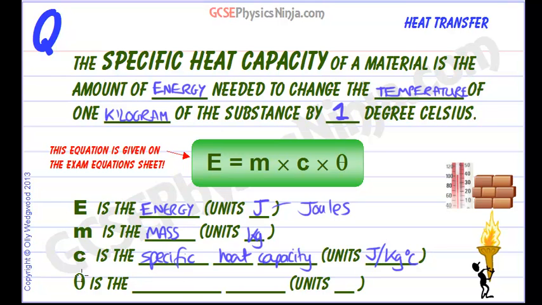And now this is a funny old symbol here. This is theta. It's a Greek symbol, and it's the temperature change. So you may have to work out in a question what the temperature change is by looking at the initial and the final temperature. And we use units of degrees Celsius for this. So there we are. The specific heat capacity tells us how much energy we need to put into a material to raise 1 kilogram by 1 degree Celsius.